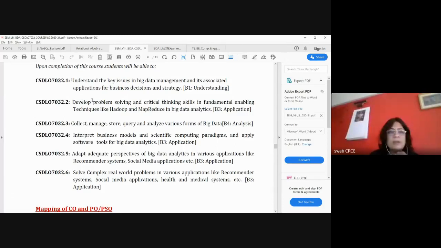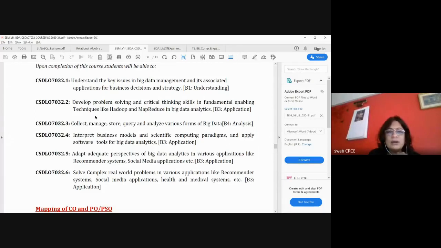In the second CO, I'm saying that my students will be able to develop problem solving and critical thinking skills in fundamental enabling techniques like Hadoop and MapReduce. So my students will be able to solve problems. We are going to see problems such as word count, matrix multiplication, and relational algebra operations by using Hadoop and MapReduce in big data. Okay, that is the second.